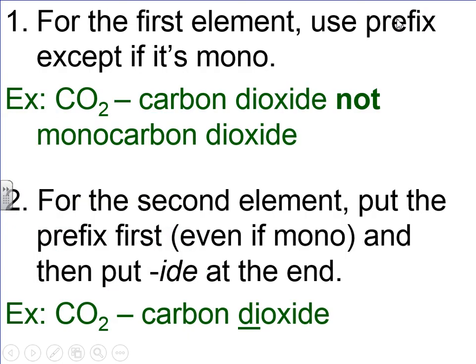So rule number 1 says, for the first element, use the prefix except if it's mono, except if you're just one. So in the case of CO2, you say carbon dioxide. Notice you don't say mono for the first one, even though there's 1 there. But you do say it for the second one. For the second element, you put the prefix first, even if it's mono, and then put the "ide" at the end. Again, the example would be carbon dioxide. Notice no mono for the first element, but you would if it were the second element.